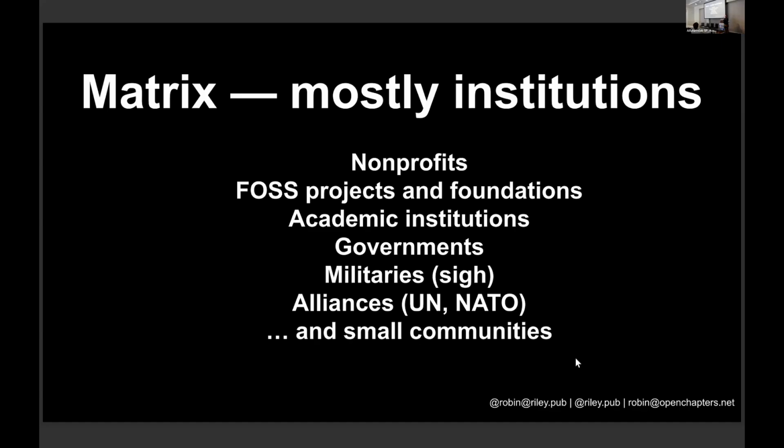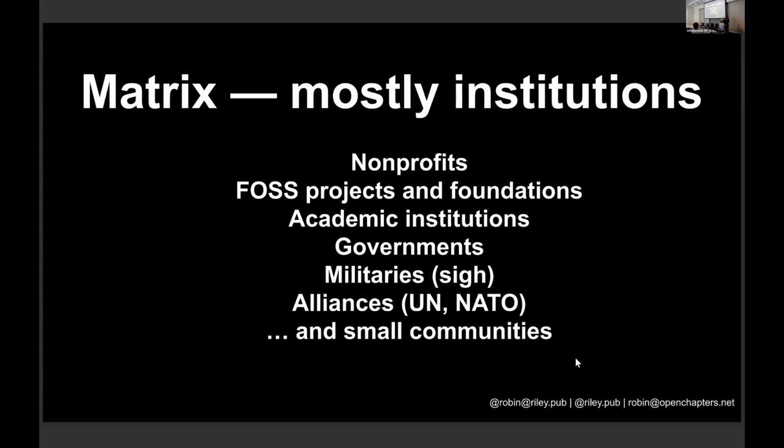So Matrix. Matrix is mostly used by institutions. Matrix is a little different than Signal. Matrix is a standard, actually. It's a protocol for communicating. And so there are lots of different clients and servers, but you don't need to worry too much about those details. The key about Matrix is that it is not only federated and secure, but it is also decentralized.